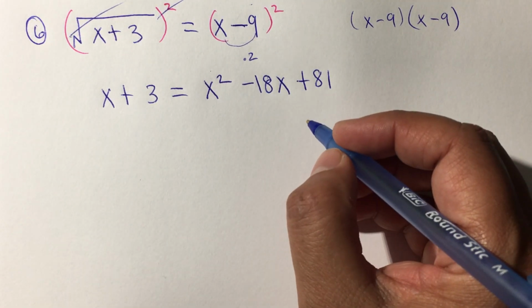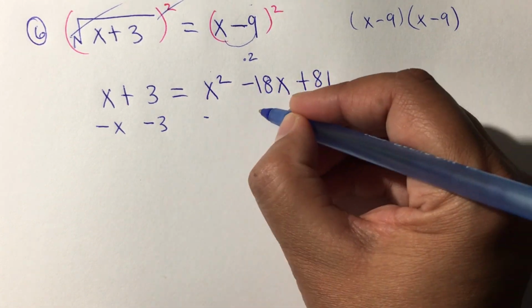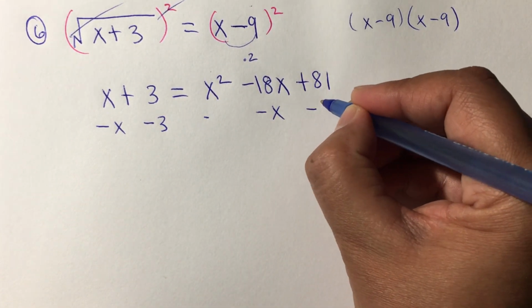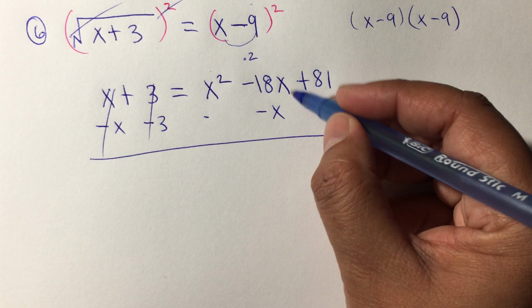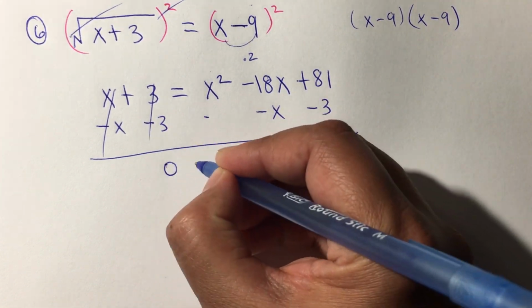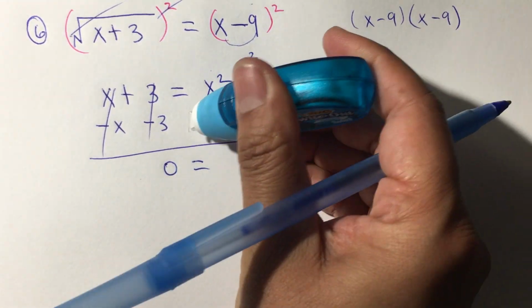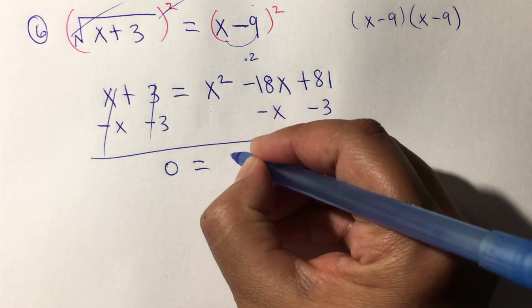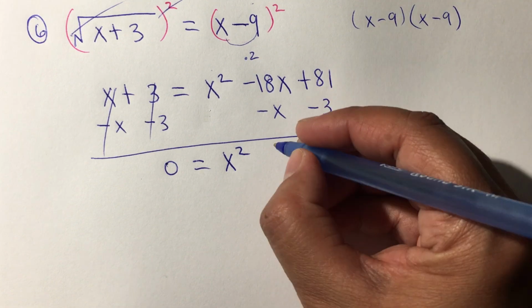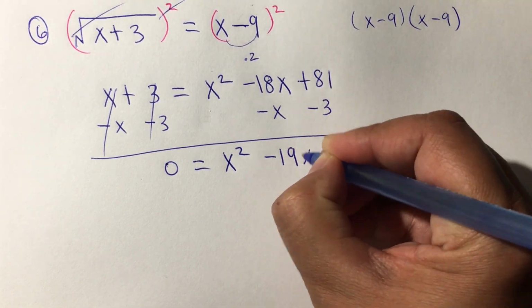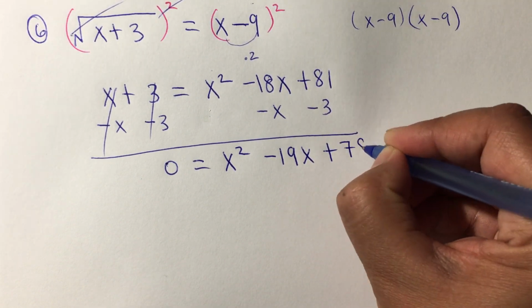So now what we're going to do is cancel -x and -3. Let's take both at the same time. -x, -3. I was going to do it in here, but remember that we have to align it with a similar term. We get 0 equals, and here it shouldn't be there. And so we keep the x squared. -18x and -x is -19x. 81 and -3 is 78.